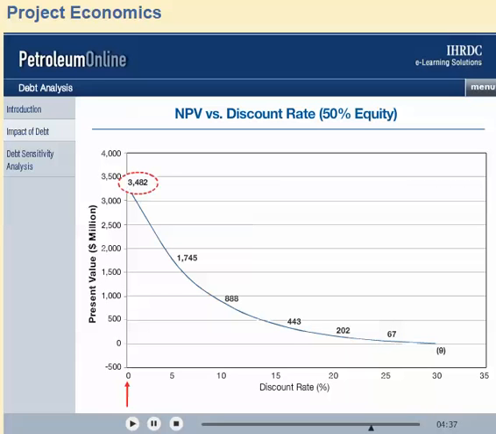3.482 billion at 0 discount, 888 million at 10% discount, and find that the present value approaches 0 at a discount rate of 29%. This then is the IRR for the project when we use 50% debt. It is significantly higher than the 21% we obtained for the 100% equity case.